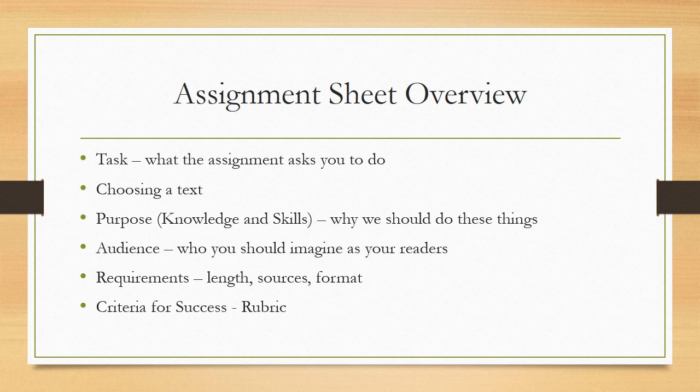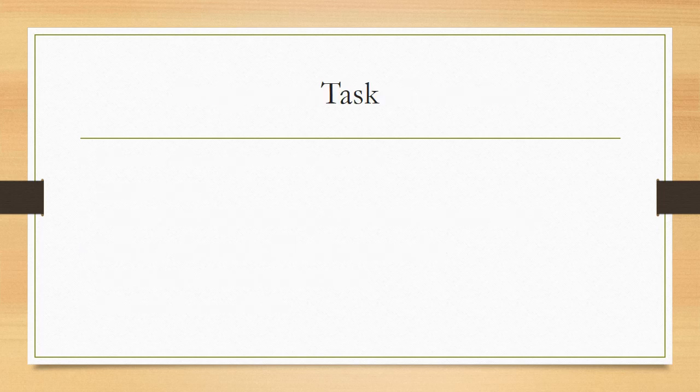So the task and the rubric or the criteria for success are probably the most important parts of the assignment sheet. But these other things will help you see why I'm asking you to do what you're doing and give you a little bit more specifics to make sure you have everything you need. So just a couple of slides here to elaborate on these in more detail.